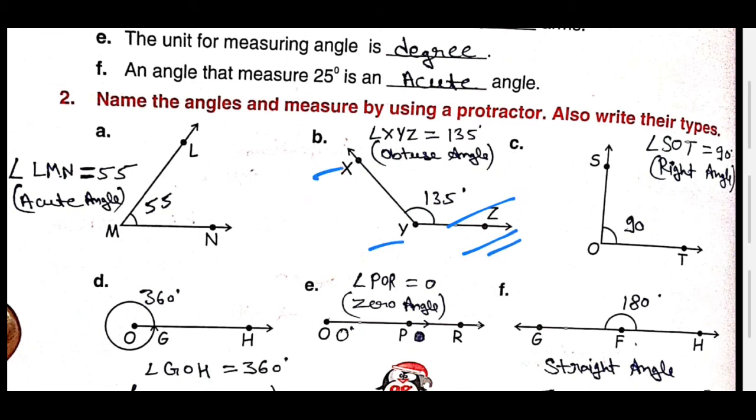Write the name, XYZ is equal to 135, and what is the type? It is more than 90 but less than 180. So it is known as what? Obtuse angle. Now when you measure and it becomes 90, it is known as what? Right angle. Write their name. SOT is equal to 90 degrees.